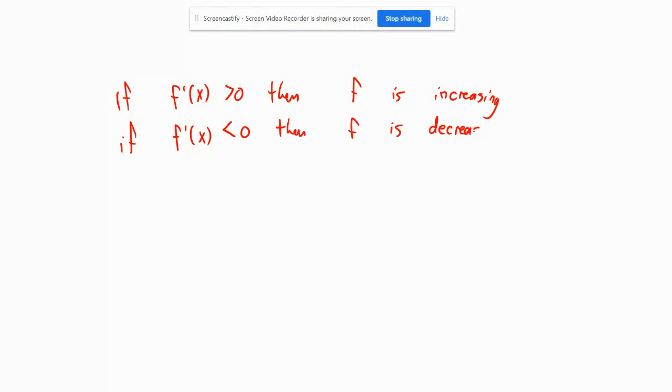Okay, so the strategy for intervals of increase and decrease: we take the derivative, figure out our zeros, and then we set them up on a number line and do a number line analysis to determine if each interval is positive or negative.